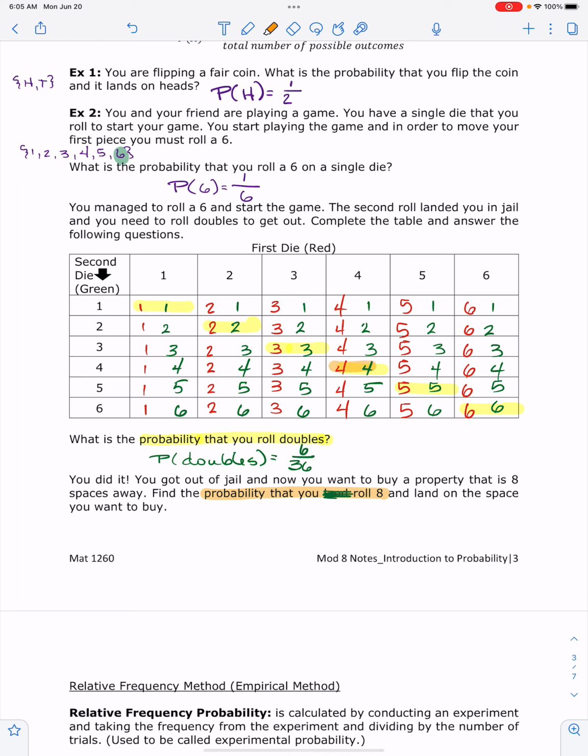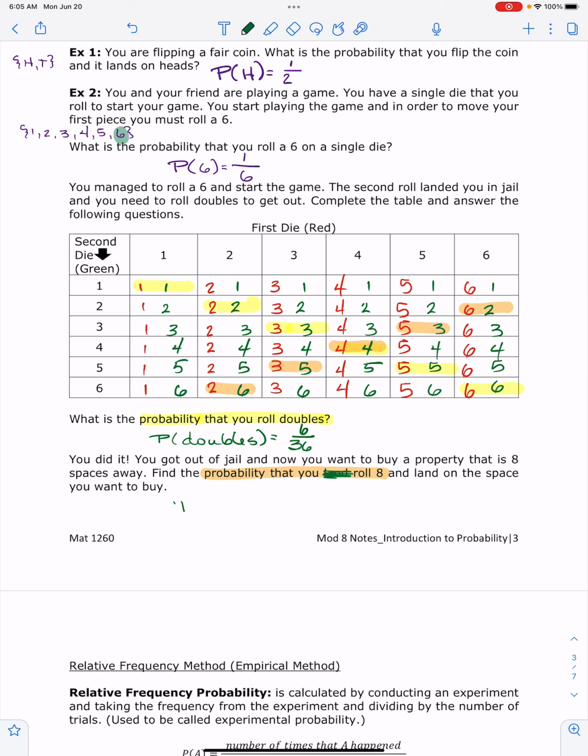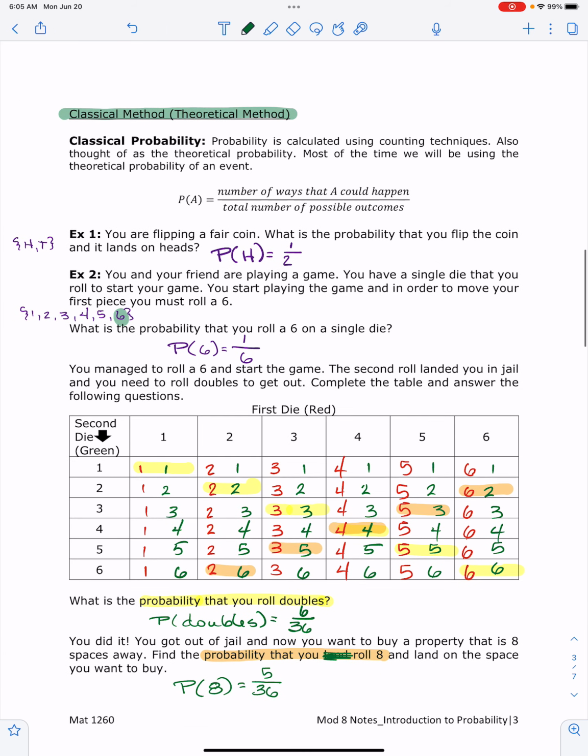Start with the easy one: 4 and 4, 3 and 5, 2 and 6. Now we've got a red 3 and a green 5. When we look at it this way with the two different colors, it makes sense that red 3 and green 5 is different than red 5 and green 3. And here's our last one, that red 6 with green 2. The probability that we roll an 8 is those 5 highlighted in orange out of our 36 possibilities total.